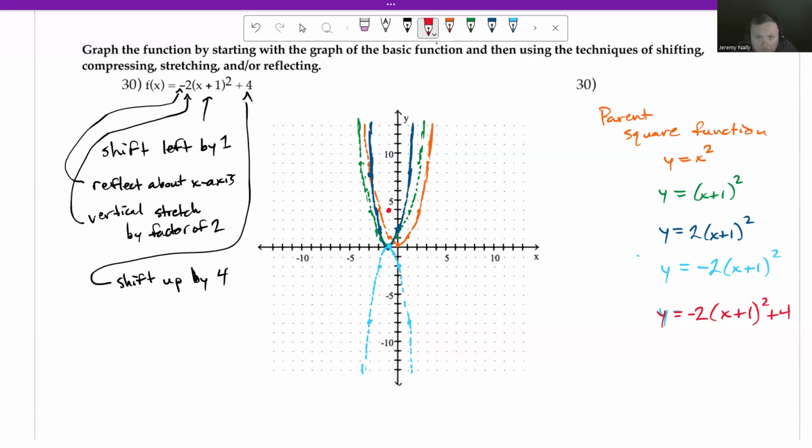1, 2, 3, 4. 4. And looks like one of them disappeared on me. Okay. This is my final picture.